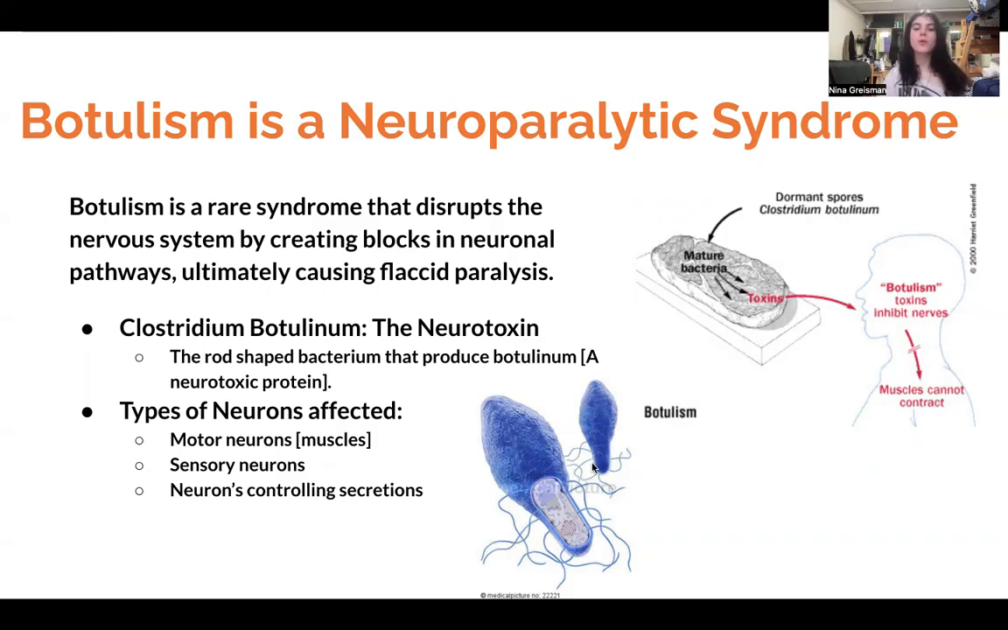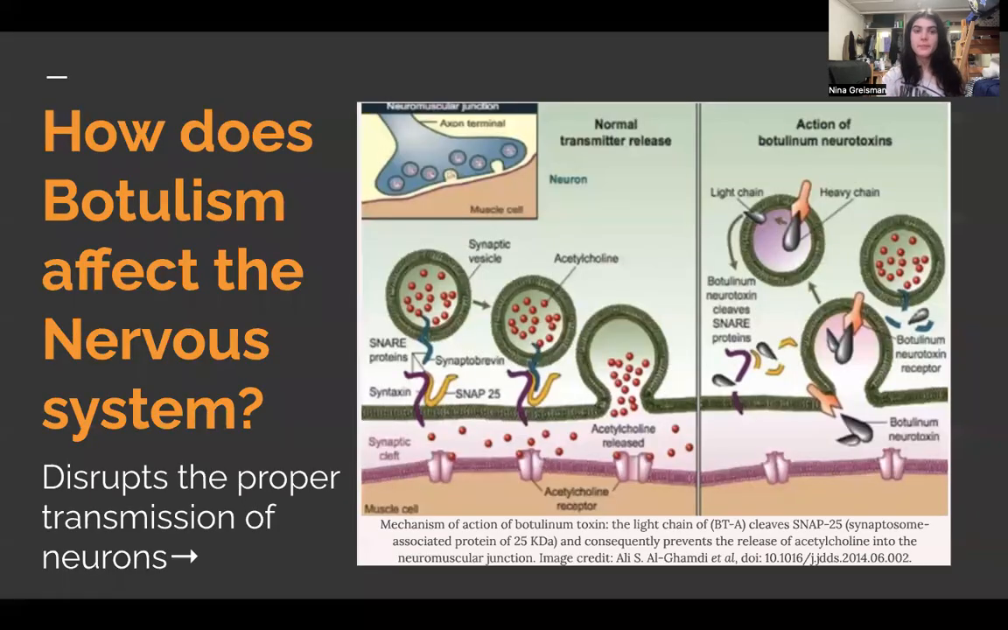The types of neurons affected are motor neurons, which include muscles, which I'll discuss later on, and sensory neurons, and neurons controlling secretions. So how does botulism affect the nervous system? It disrupts the proper transmission of neurons. As showcased on the left side of this picture, here's a normal transmitter release between neurons. Here's their interaction occurring. Here's the transmission of information occurring. And this happens through a very complex process that's actually totally inhibited by these neurotoxins that, as you could see, just create total blockades, stopping this process from fully occurring.